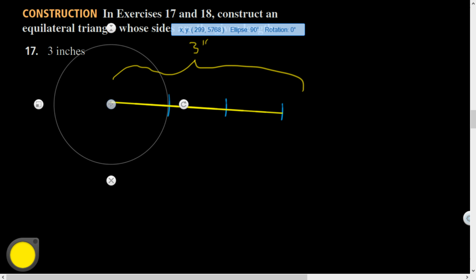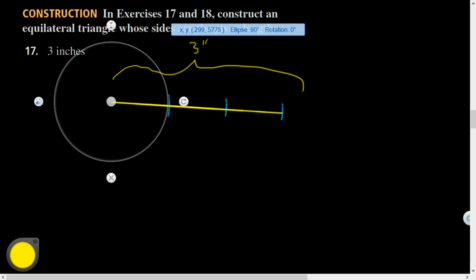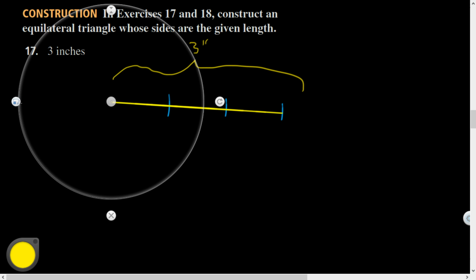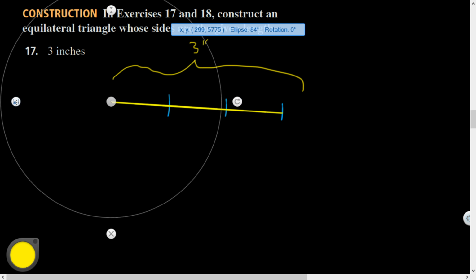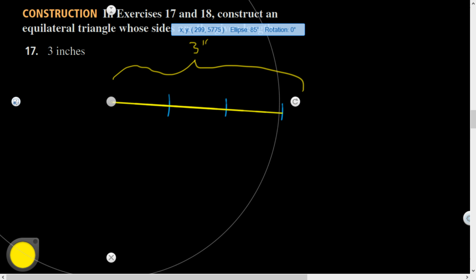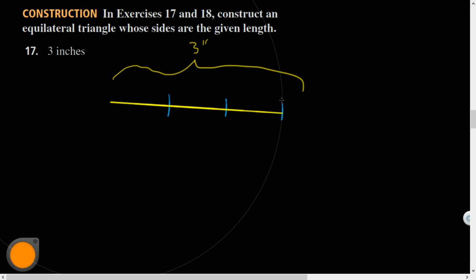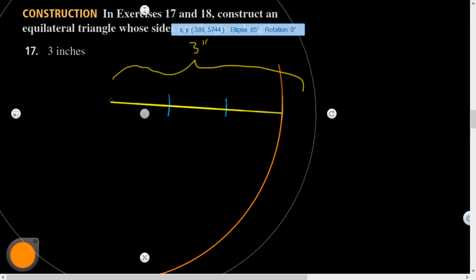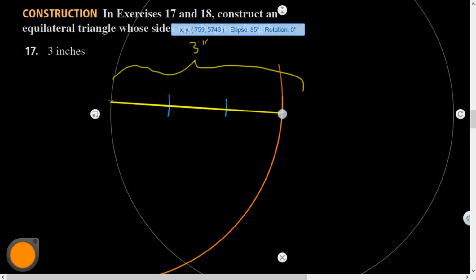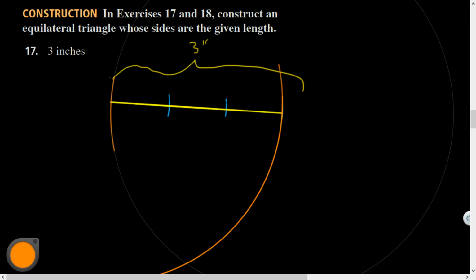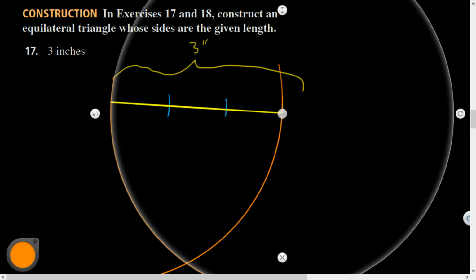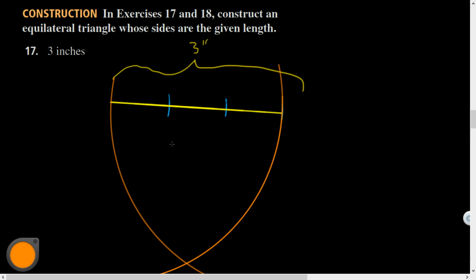Did we not do this one? All right. Well, you guys can follow along anyway. What I would do is set my compass to be that 3-inch radius. And watch this. Swipe it. And then watch this. Keeping the same dimensions, swipe it. Right there and there. You guys believe this yet? Can you believe it?